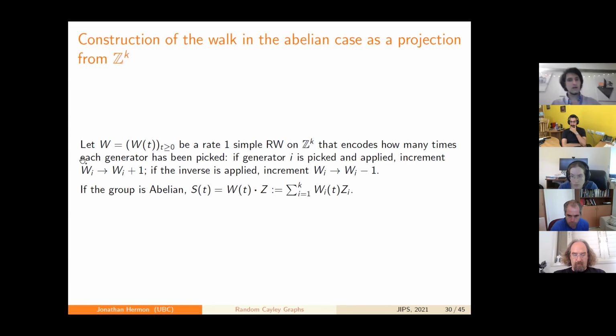Okay, so recall the setup in the abelian case. W encodes how many times we picked Z_i minus how many times we picked the inverse up to time t. So basically every time we pick Z_i, we add 1 to the ith coordinate, and every time we pick minus Z_i, we subtract 1. And then the random walk can just be written as the sum of W_i times Z_i.